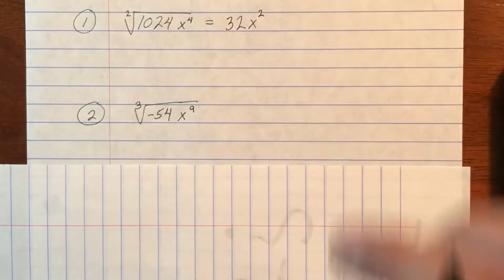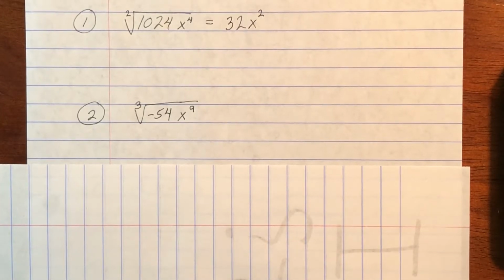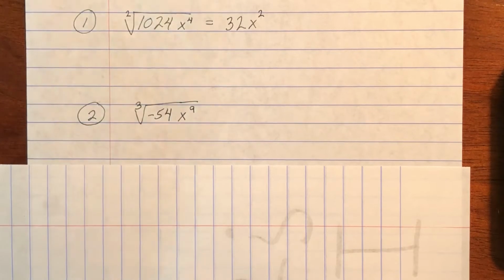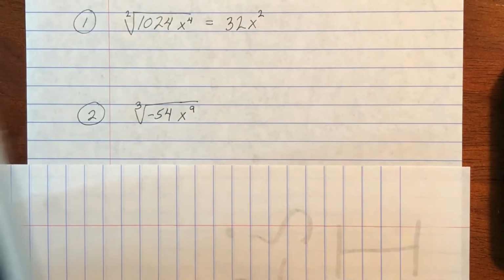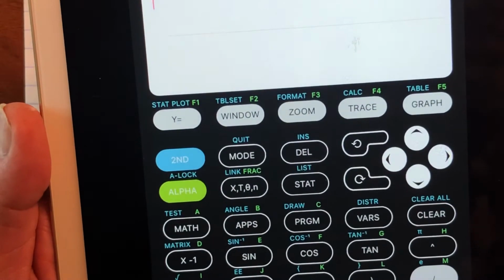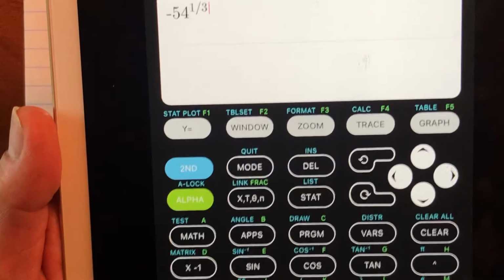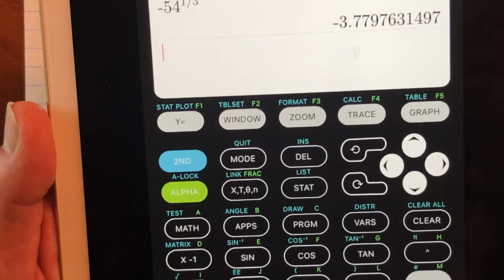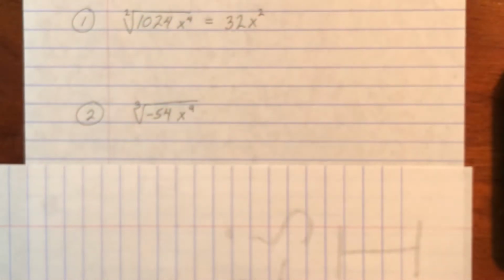The cubed root of negative 54 times x to the 9th power. Okay? Well, again, let's see if negative 54 is a perfect cube. The way you do that is you take negative 54 to the 1/3 power. Negative 54 raised to the 1/3 power, because that would be the cubed root. And unfortunately, it is not a perfect cube. So that means we have to do a little bit of work on this.